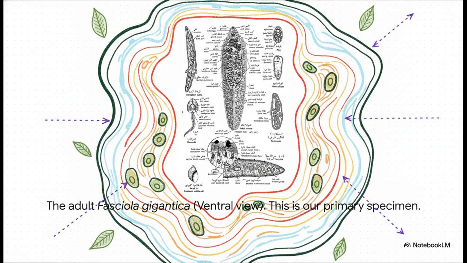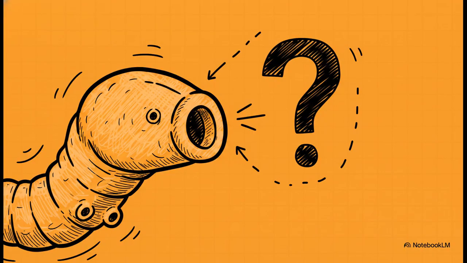The first thing you'll probably notice is its shape. It's very flat and looks a bit like a leaf, right? That's a classic fluke characteristic. This flattened body is a clever adaptation that gives it a huge surface area to absorb nutrients directly from its host. So let's think like a parasite for a second.